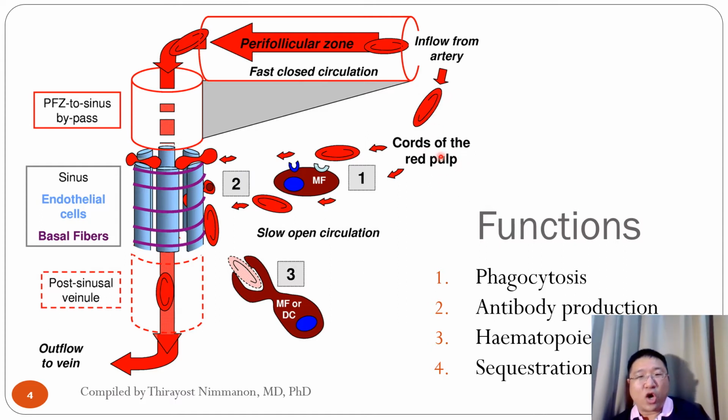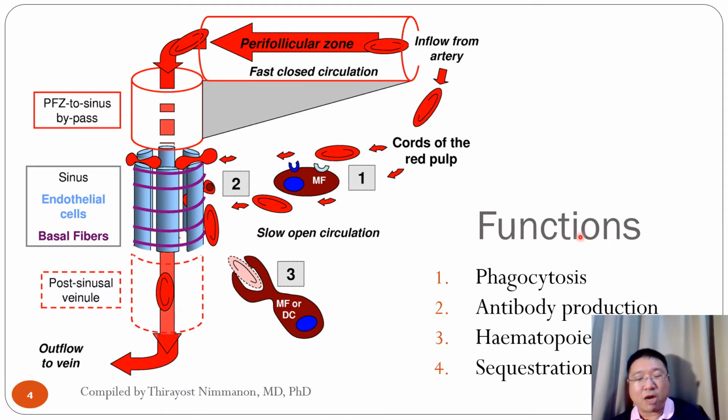And in the cords of the red pulp, there are a lot of macrophages that will screen for abnormal red blood cells, abnormal organisms, abnormal particles. So the blood will be strictly filtered by these macrophages.